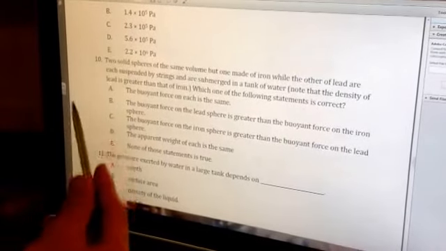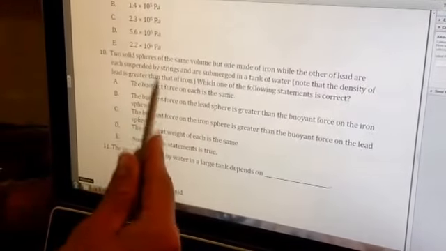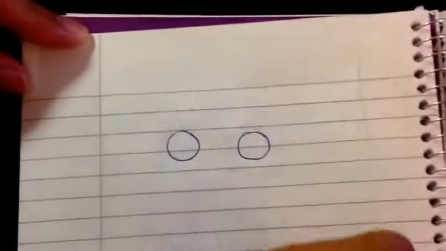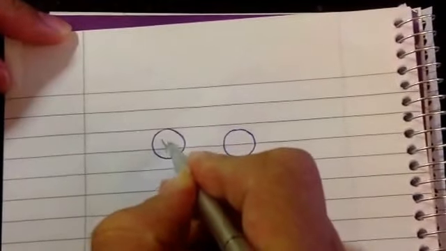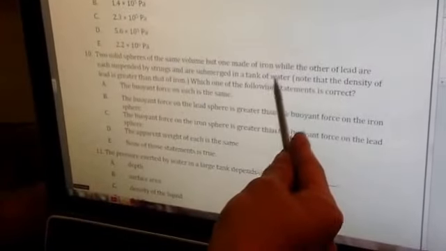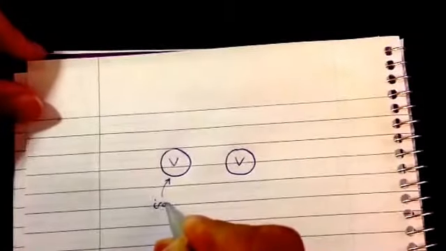It says two solid spheres of the same volume. So let's draw that. Here's one sphere. Here's another sphere, and they've got the same volume. Okay. But one made of iron and the other of lead. So we'll say that this one here is made of iron, and this one here is made of lead.